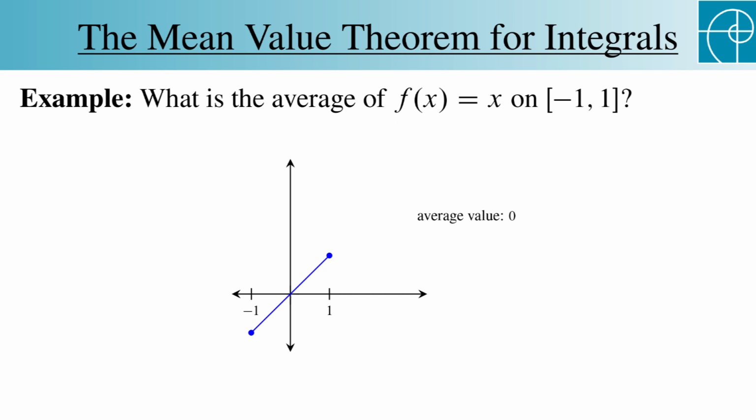What about this function on the interval from 1 to 3? If we shift our first graph to this one, the average should shift along with it, so the average here is 2. But what about something that's not linear?